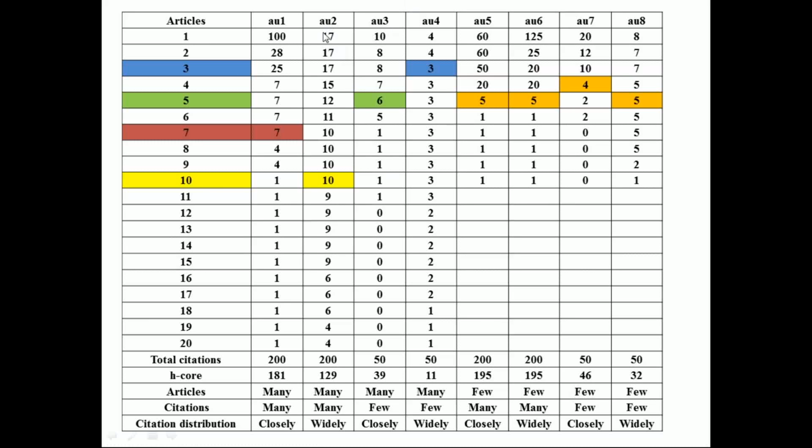Similarly, let us take the second person. Second person's H index is 10. Third person's index is 5. The 6 is a little bit, 6 and 7, I'm taking the lower side, 5 is the H index. That's a methodology normally adopted. Similarly, in the case of author 4, H index is 3. Author 5, 5. Author 6, 5. Author 7, 4. Author 8, 5.